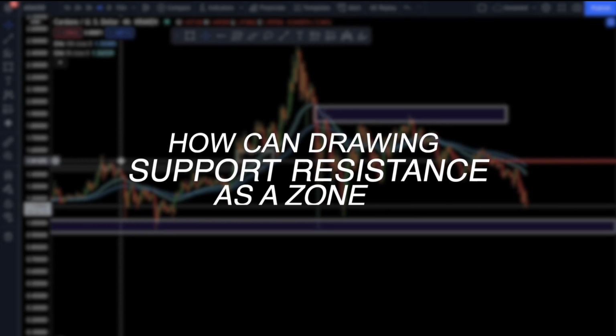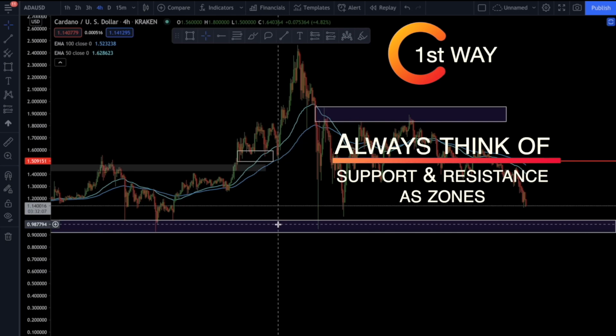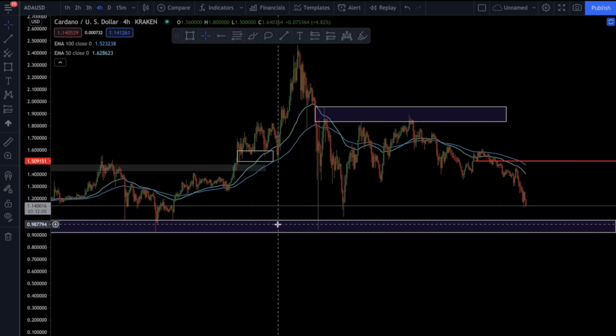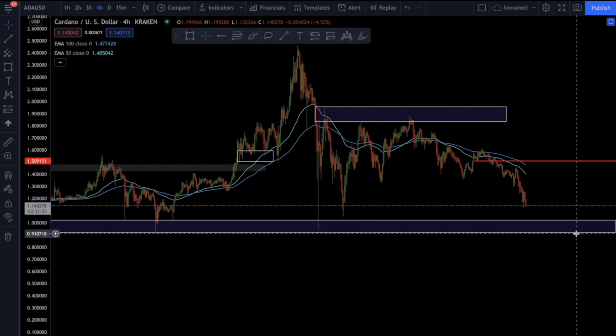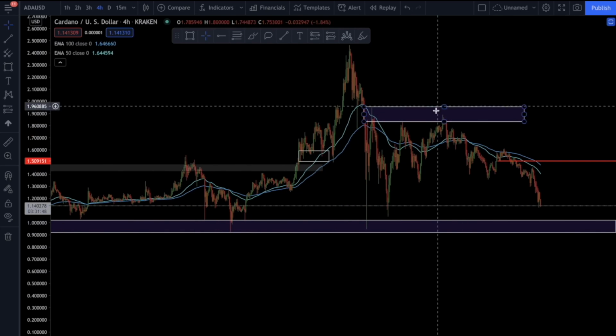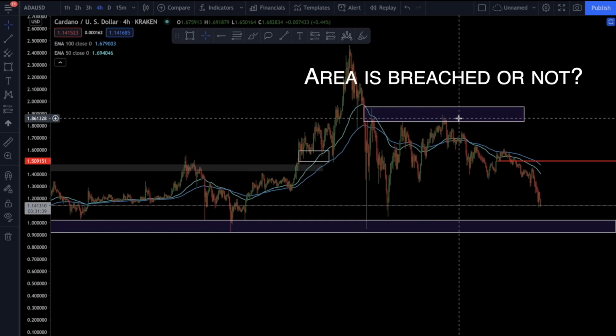Let us see how drawing support and resistance as a zone can help us. When we draw support and resistance as a zone, we consider different levels to which traders may have reacted in the past and may react in the future. So when we draw it as a zone, we are less likely to get stopped out by such wicks, and this helps us to find out if the area is breached or not.